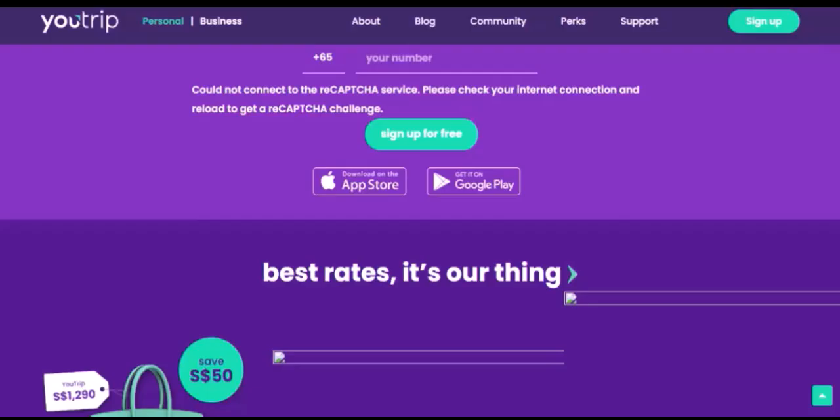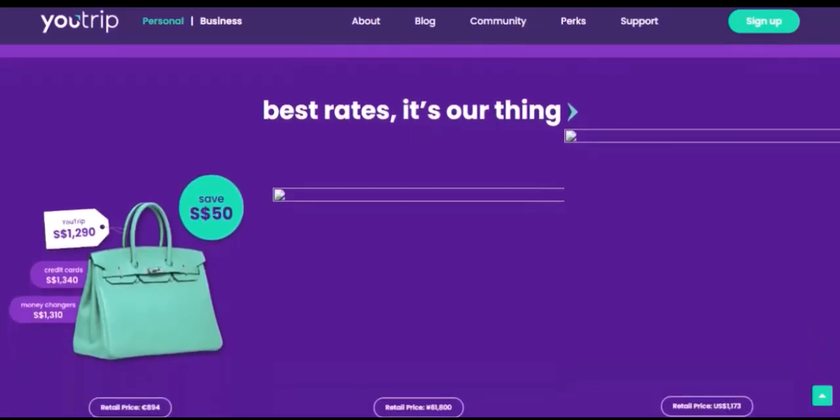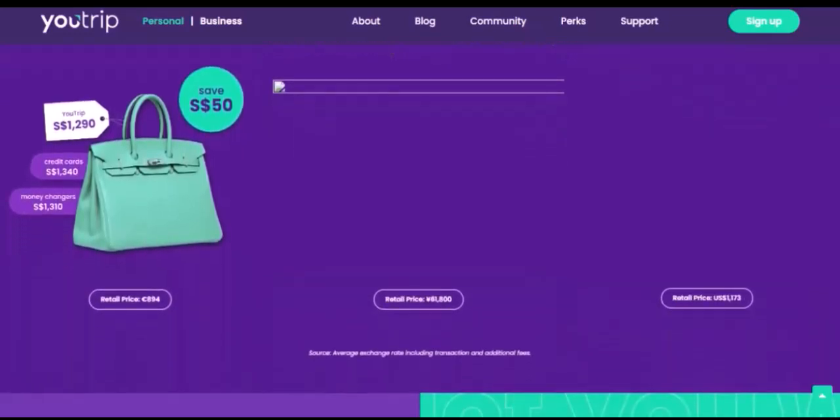The wallet limit for YouTrip is set to a maximum of 5,000 Singapore dollars. This means that at any point, the combined value of all the currencies in your YouTrip wallet cannot exceed this amount. If you try to top up your wallet beyond this limit, the transaction will be declined.